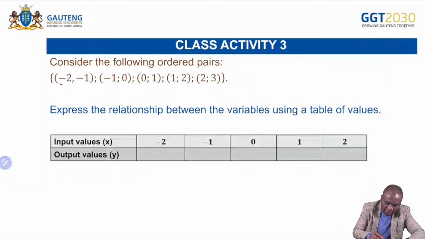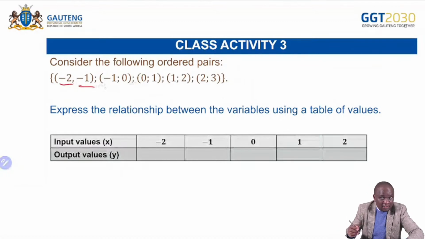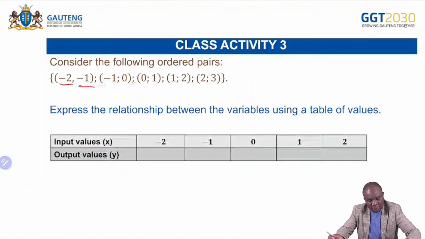We discussed the ordered pair in the previous activity, isn't it? Now you know the first number in the pair is your input value. The second one is your output value. Input values are the x values. Output values are the y values. Okay, let's try to do this in 3 minutes.